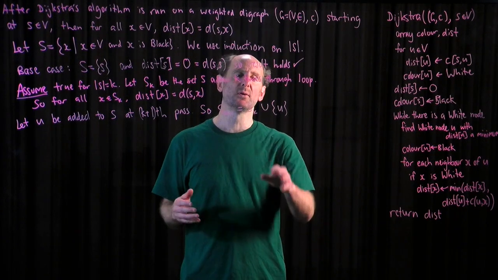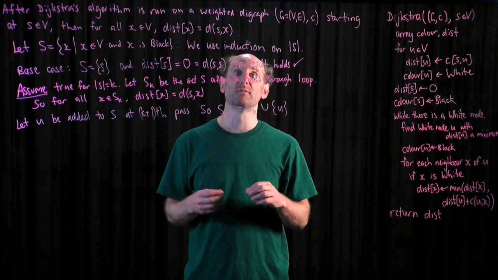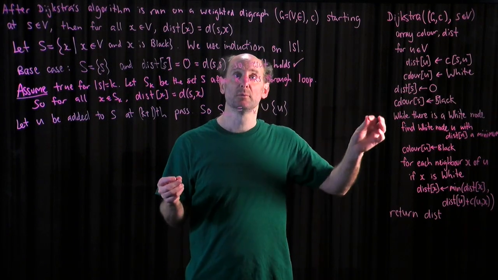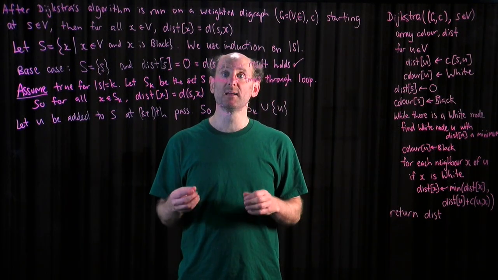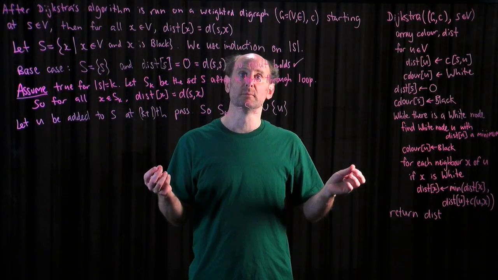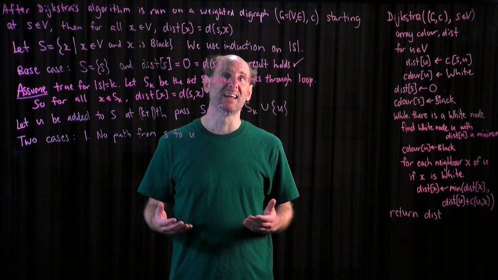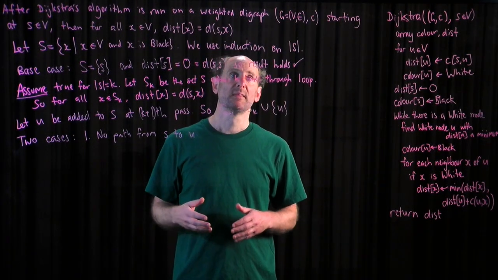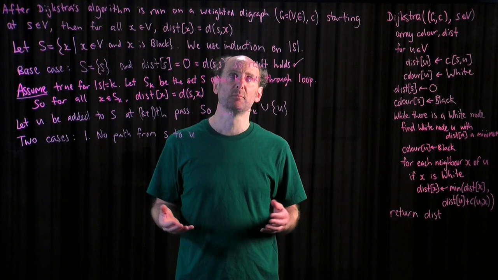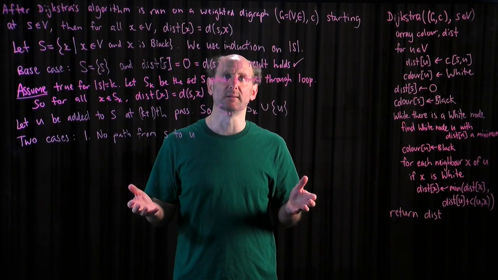So there are two cases then for U. The first is when there is no path from S to U, which we will see is easy. And the second is when there is a path from S to U. So let's deal with each of those separately. In the case of there being no path from S to U, then we have that the dist for U is infinite, which is the same as the distance from the source to U, and so we are done.